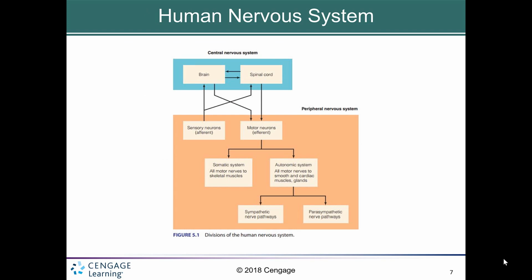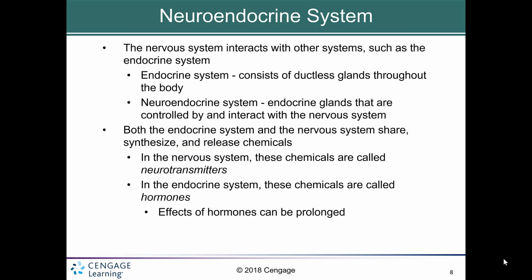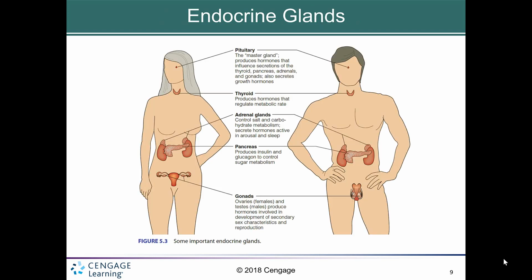The sympathetic division mobilizes the body's resources in emergency, stressful, and emotional situations, and the parasympathetic division is active under normal, non-stressful situations. The neuroendocrine system consists of endocrine glands, or ductless glands, that are controlled by and interact with the nervous system. These glands release hormones that travel through the blood and act on target organs. So let's talk about the pituitary gland and the adrenal gland.